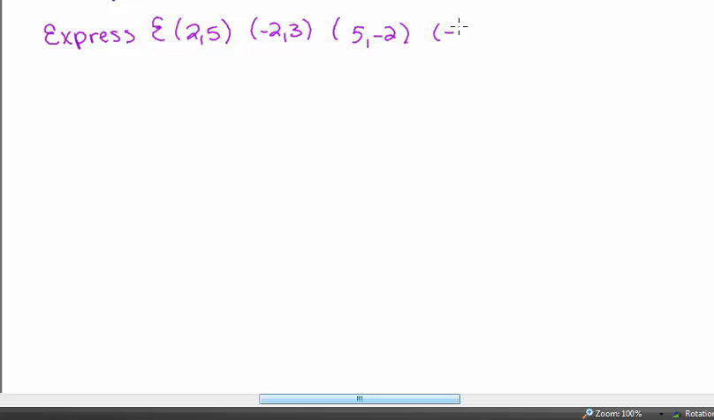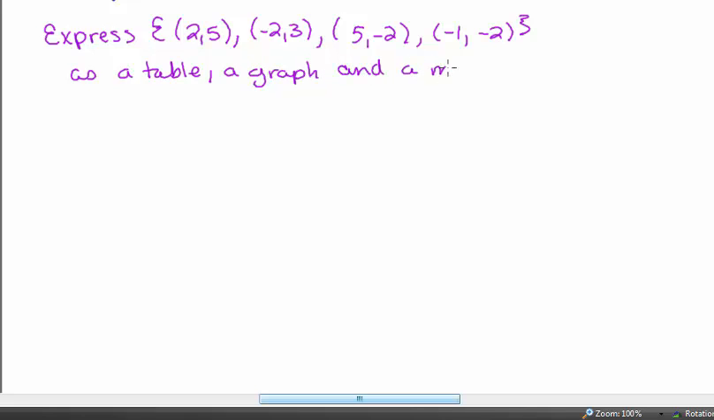All right, so we are going to try this again with some examples. We're going to express the set of ordered pairs (2, 5), (-2, 3), (5, -2), and (-1, -2), and those should have commas between them, as a table, a graph, and a mapping. We already have it as a set of ordered pairs. So let's start with a table.